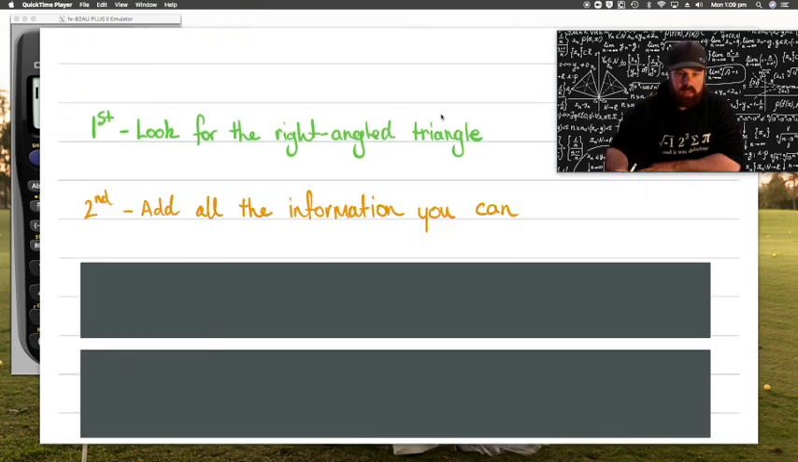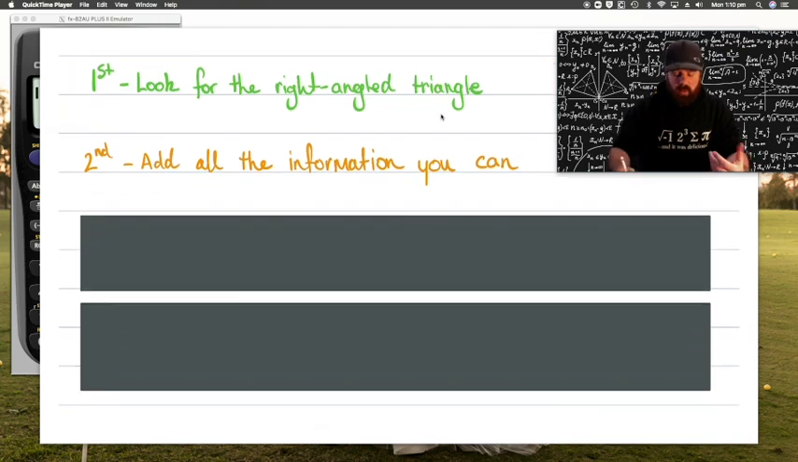The second thing is, once you've identified and drawn up, or put on the picture, where that right angle triangle is, add all the information you can. Sometimes the information we add to that triangle is very obvious. Other times you're going to have to do some tweaking with some of the other numbers given to you in the question, and then you can find some extra information. So add everything that you can possibly add.